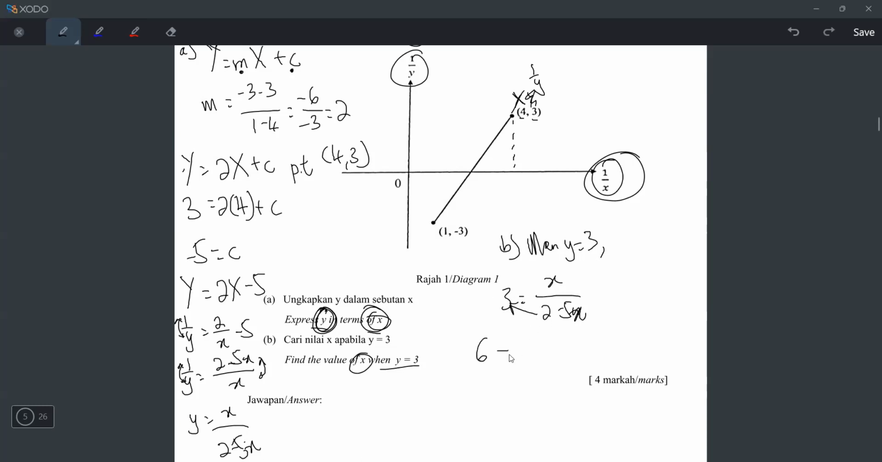3 times 2 is 6. 3 times -5 is -15x equals to x. 6 equals to -15 jadi plus 15. 1 plus 15 is 16. So 6 over 16, 3 over 8. Okay, so the answer is x over 2 minus 5x and 3 over 8.